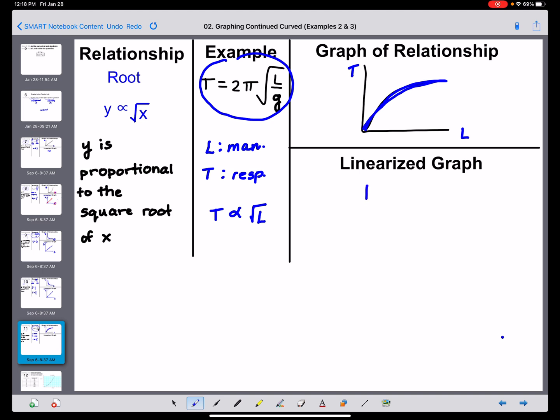And if we wanted to get a straight linear graph instead, remember, keep the y-axis the same. So we're going to put T on the y-axis. And then on the x-axis, we're going to copy what's happening in the formula. So we're going to put square root of L, and that would end up being straight.